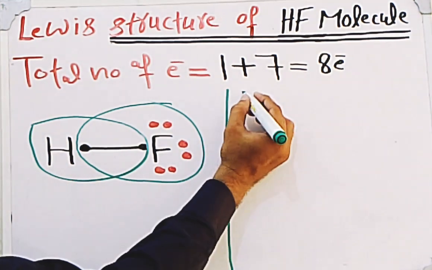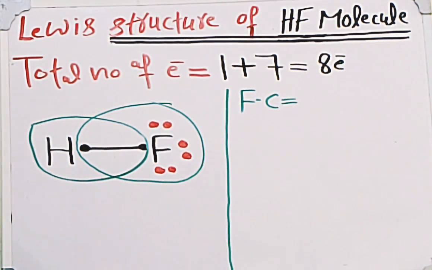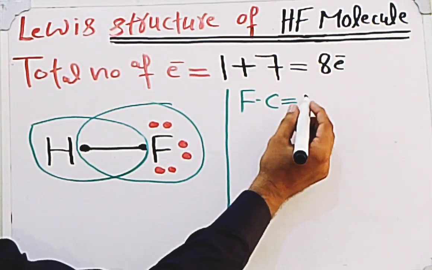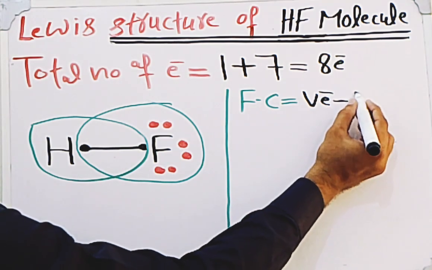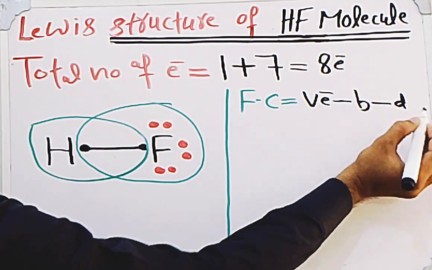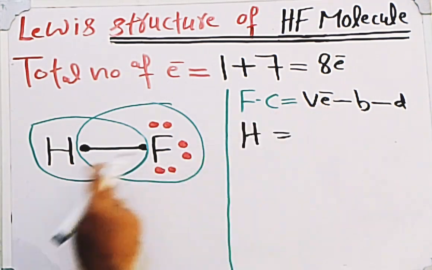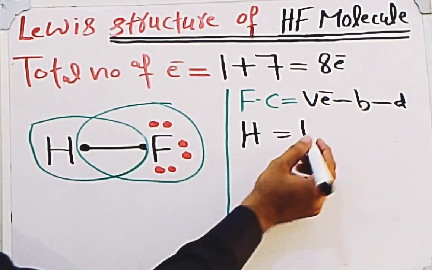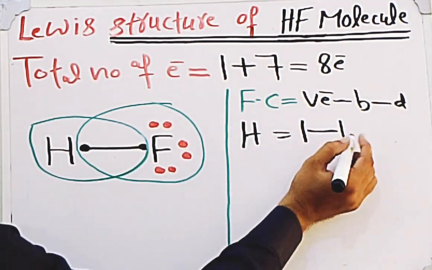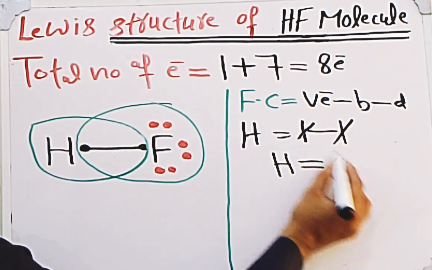Students, now we have to calculate formal charge on fluorine and hydrogen atom. Students, we know that formal charge is equal to number of valence electrons minus bonds minus dots. So for hydrogen atom, every hydrogen atom provide 1 electron, make 1 covalent bond, and number of dot is equal to 0. So formal charge on hydrogen is equal to 0.